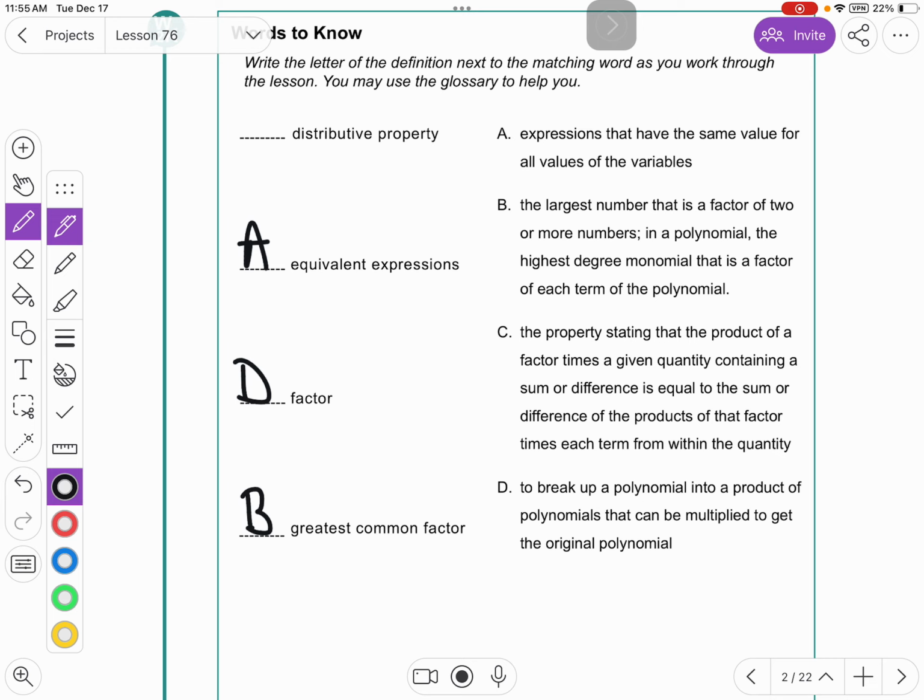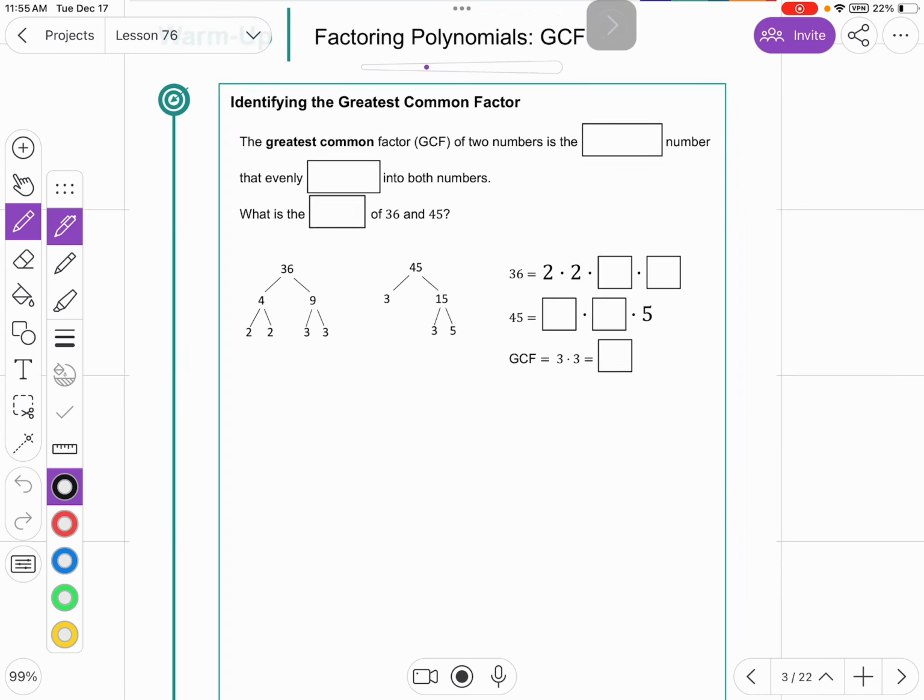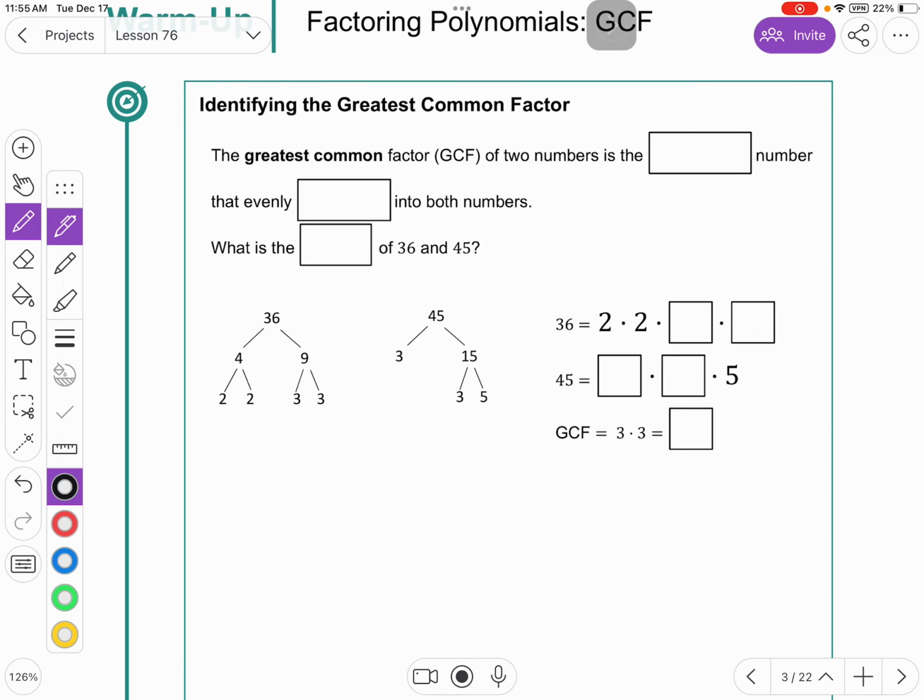Distributive property is the property stating that the product of a factor times a given quantity containing the sum or difference is equal to the sum or difference of the products of that factor times each term from within the quantity. So that is just ridiculous in terms of trying to understand it without the numbers, but we'll talk our way through that. Okay, so let's talk specifically about greatest common factor.